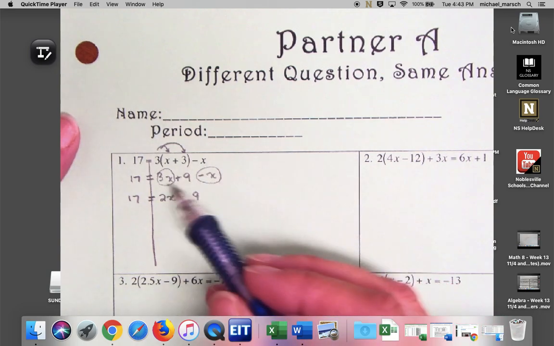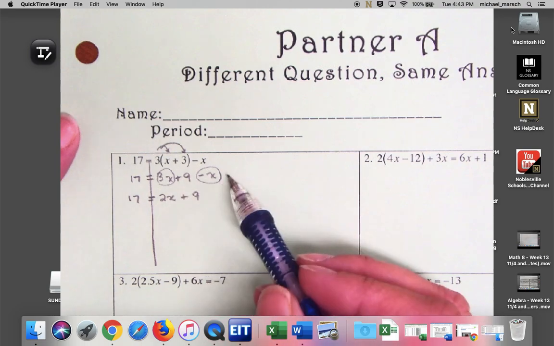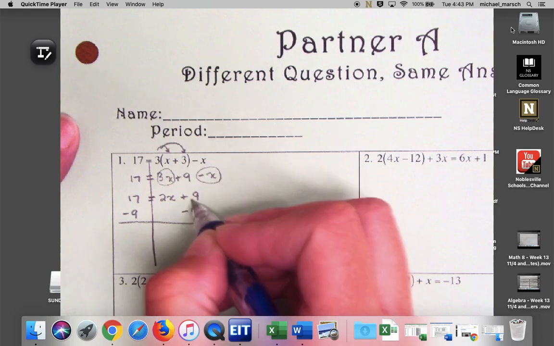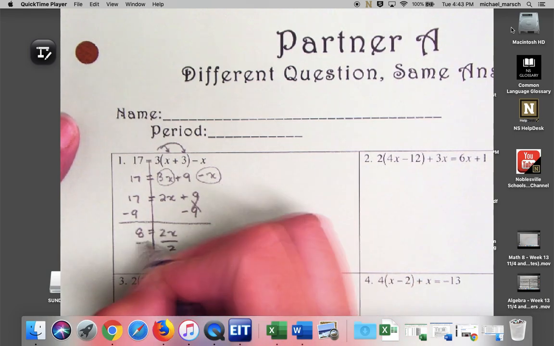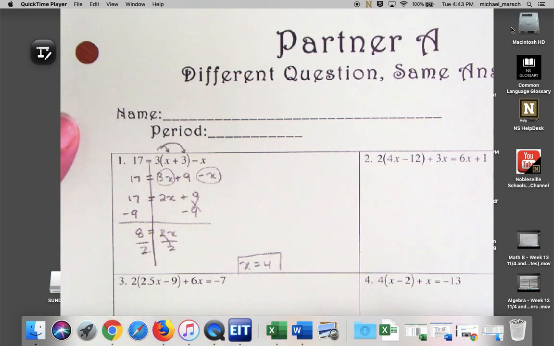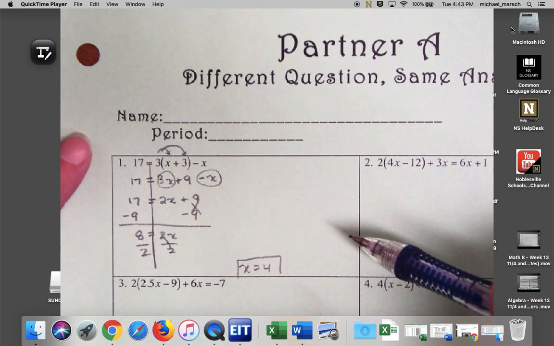Notice I did not use inverse operations because they're on the same side, right? I'm just combining the terms. Now I just have my two-stepper, and I get 8 equals 2x. Divide both sides by 2, x equals 4. Okay, so that's partner A. I know it doesn't look green right now in the video, but this is actually the green page.